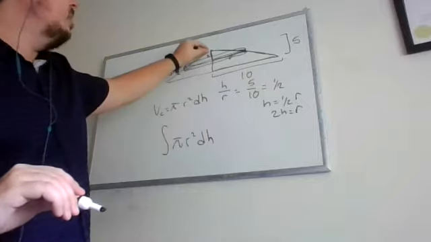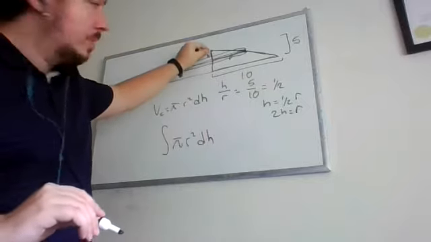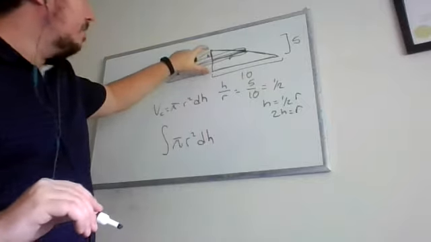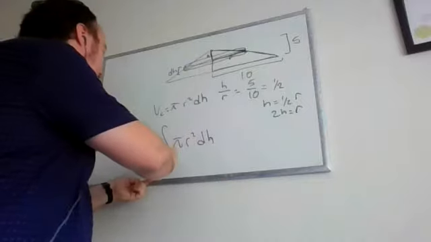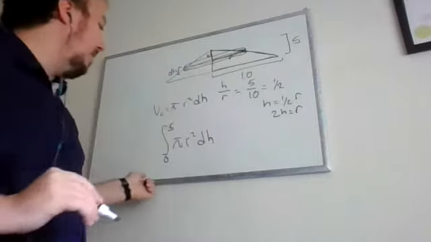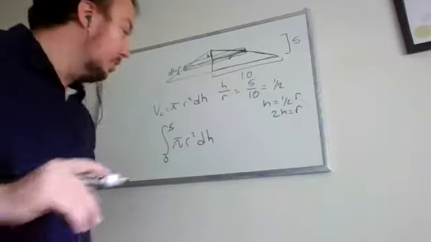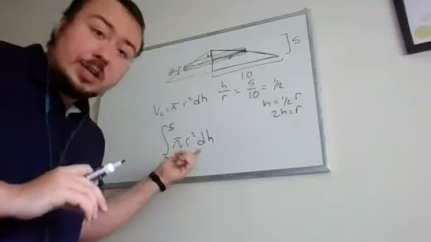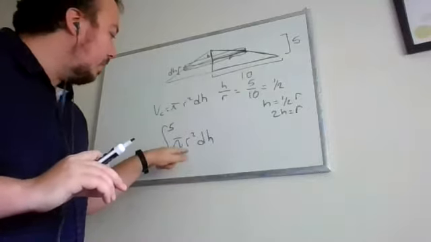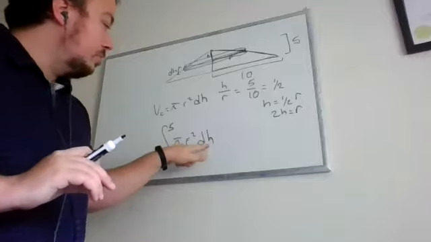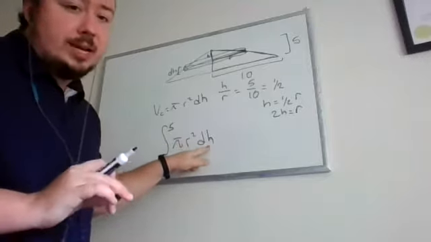The smallest h can be is 0 distance from the top, and the biggest h can be is the maximum height of the cone, which is going to be 0 to 5 right there. So if we do this integral, then we'll get the volume of our cone. But the problem is we can't do this integral yet because we have r as a variable right there, but we're doing the integral with respect to h.